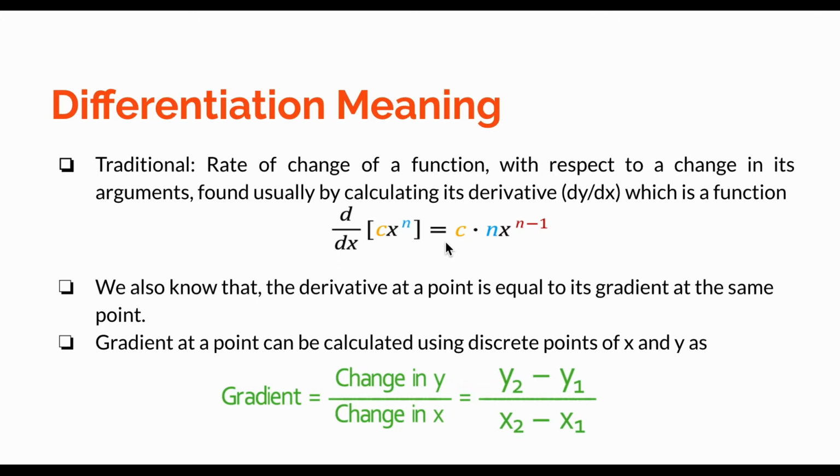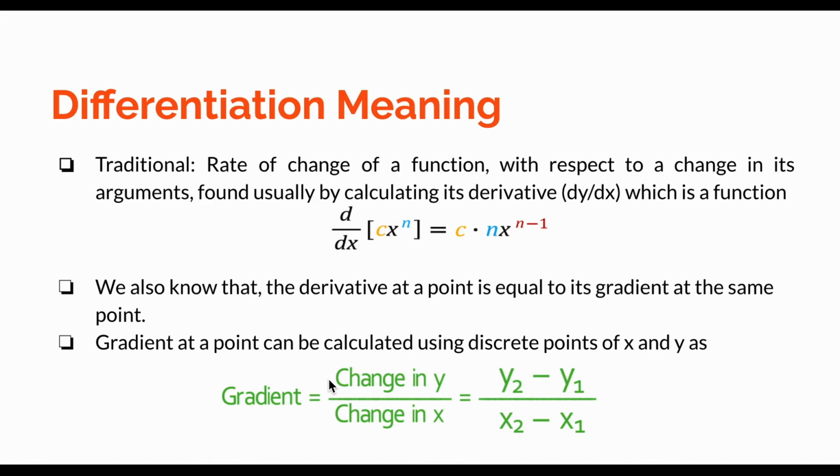So to understand a little bit more about that, we need to talk about gradient. So what is gradient? Gradient is basically the change in y divided by the change in x. So if we have 2 points with y coordinates and x coordinates, we can calculate the gradient. We also know that the differentiation at a point gives us the gradient at the same point.